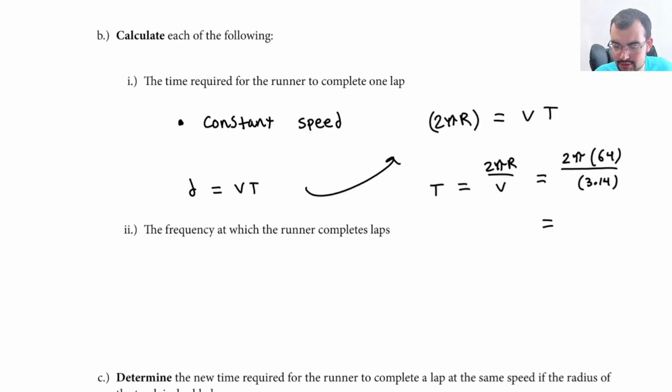So 128 seconds. And I'm sure I made this a reasonable running speed. So it takes the runner 128 seconds to complete a single lap.